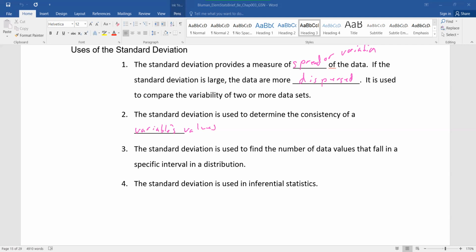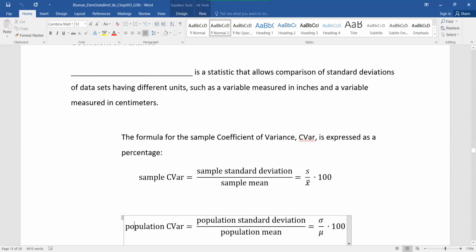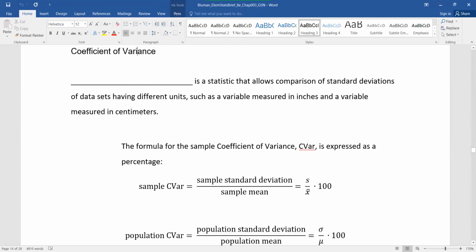So let's talk about the coefficient of variance now. Can you guess this blank? So coefficient of variance is a statistic that allows comparison of standard deviations of data sets having different units, such as a variable measured in inches and a variable measured in centimeters. So we can compare the two that way.